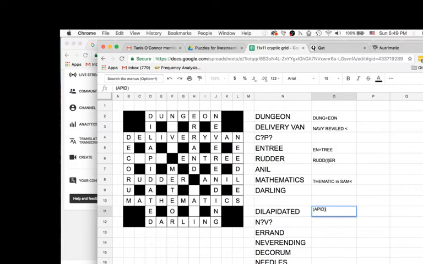APID in dilated or lap. What is lap? Lapis, lapidarium. Well, I'm not going to dwell too long on it. Errand could be ER plus rand, could be hidden. Never ending could be even reverse plus rending.